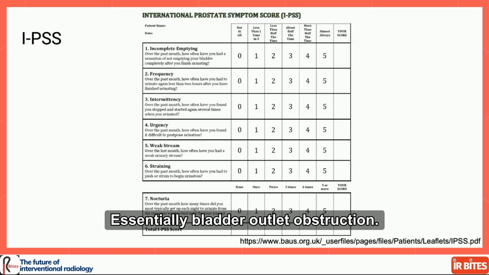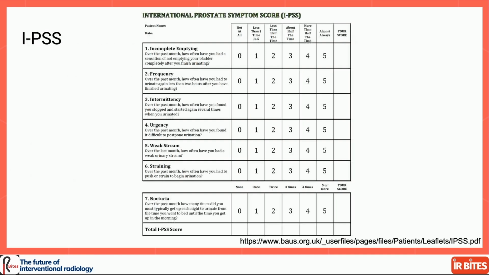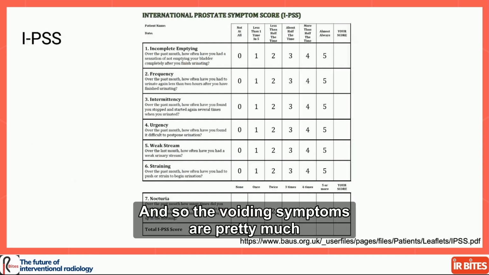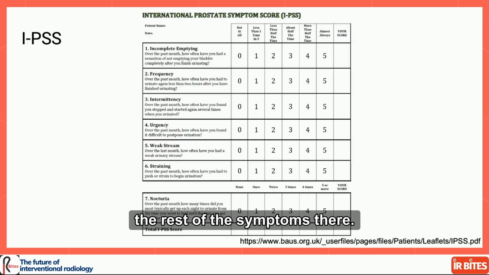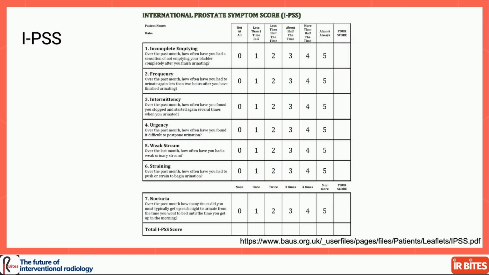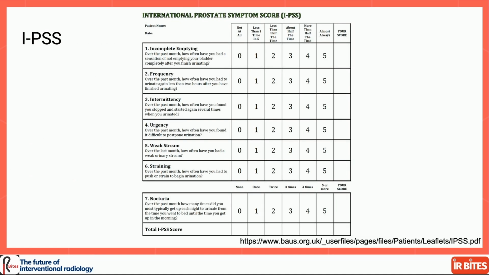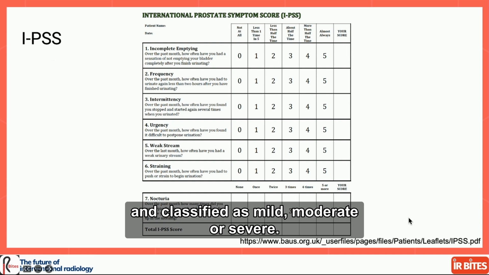But essentially, bladder outlet obstruction. So the storage symptoms we mentioned are frequency, urgency, and nocturia. And the voiding symptoms are pretty much the rest of the symptoms there. And again, the voiding symptoms are where patients are experiencing bladder outlet obstruction. So this is scored out of 35 and classified as mild, moderate, or severe.